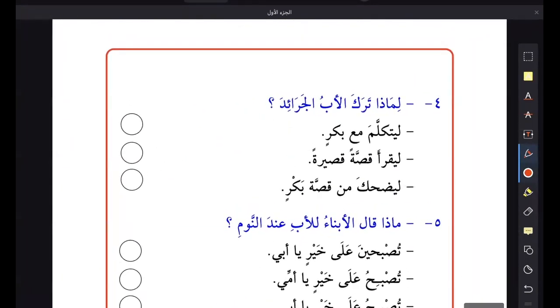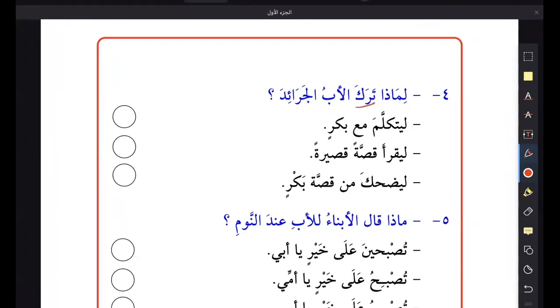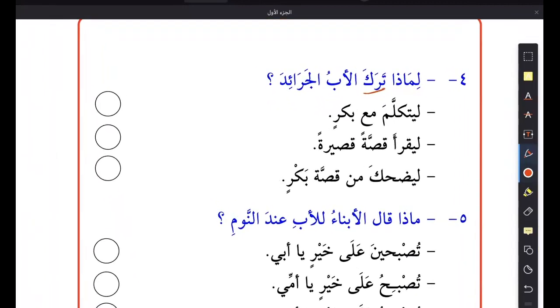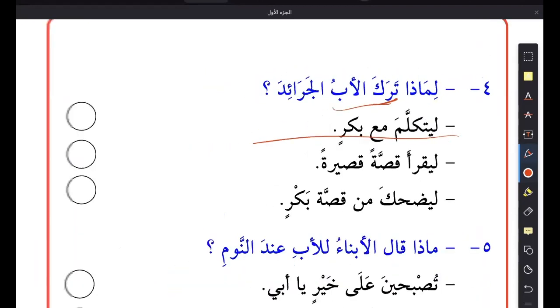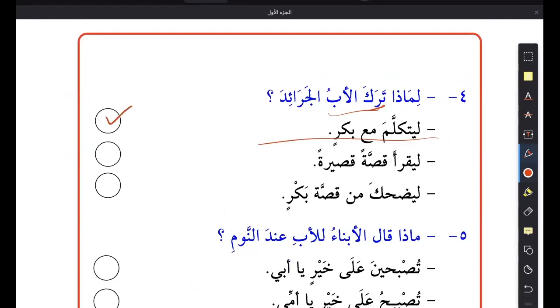لماذا ترك الأب الجرائد؟ لماذا ترك means to leave. جرائد we learned it is the newspaper, right? Which is the plural of جريدة. ليتكلم مع بكر. ليقرأ قصة قصيرة. Okay, so I think this one, the first one, he يتكلم. I remember the father had a chat with his son, where the son was talking about, I don't know, maybe one of the stories. He did laugh, but I think he put, he taraka, he left the newspaper in order to talk to him. Okay, so it would be the first one.